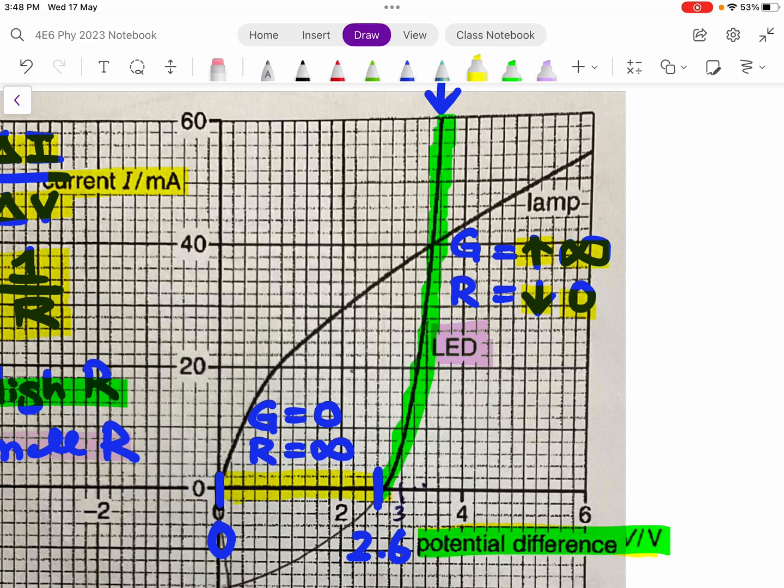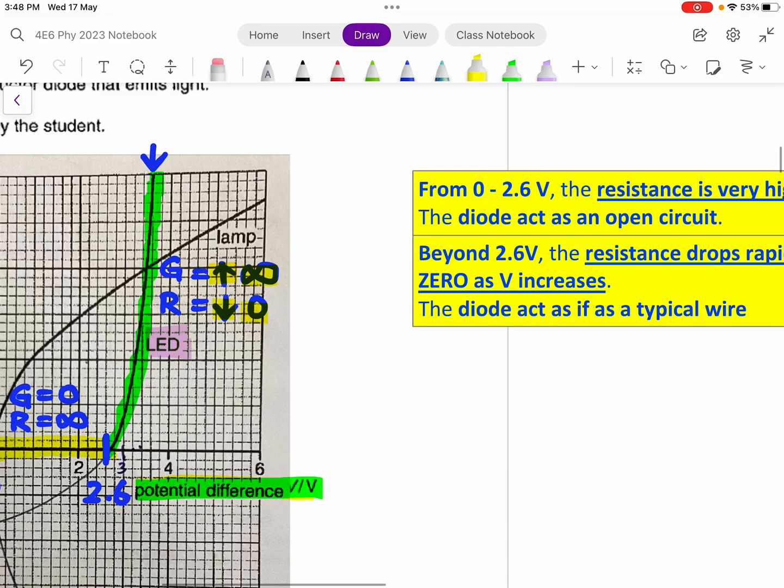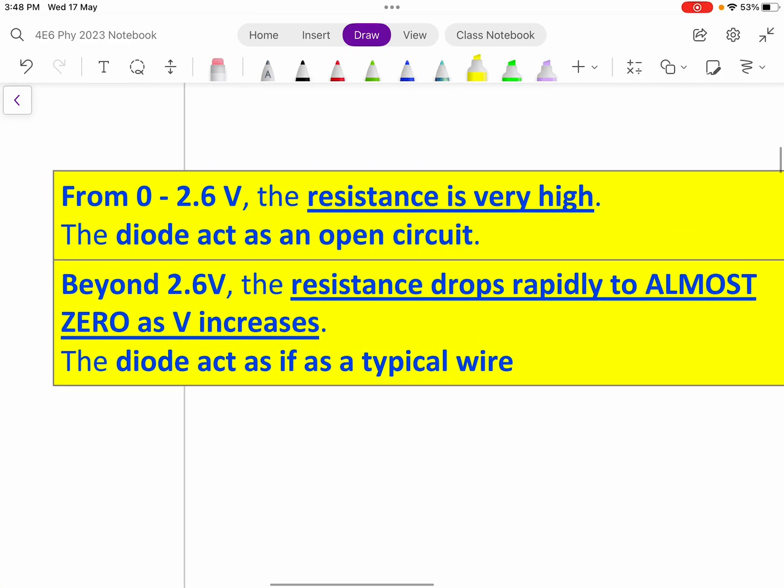Then I just need to verbalize this model that I have constructed in my mind. How to verbalize? Break it into 2 parts, right? From 0 to 2.6 volt, what happened? The resistance is very high. If you are very confident and you know what you are doing, you recognize that this is a diode. When the resistance is very high, what does it mean? It is acting like an open circuit. Then after that, go and comment on the other segment of the graph.